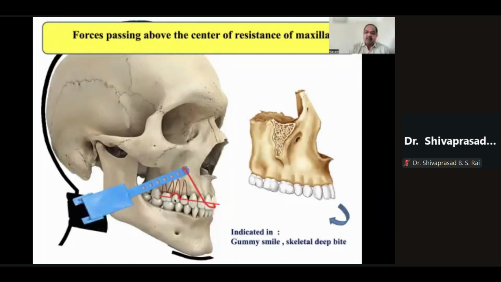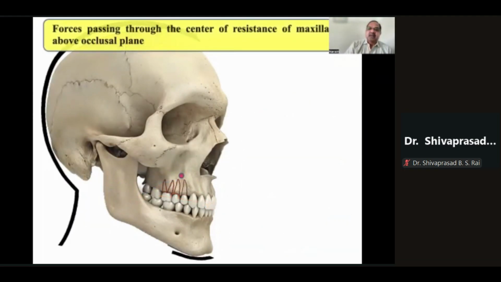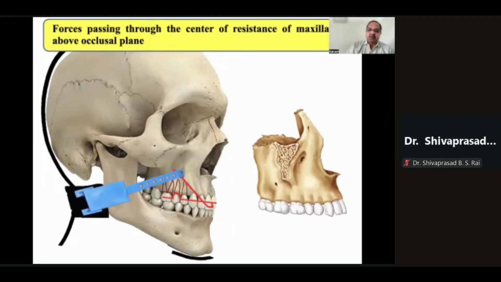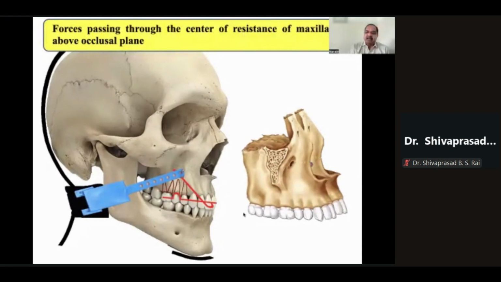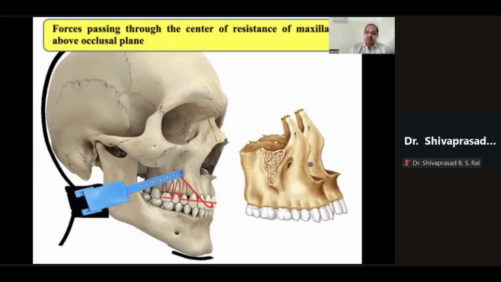It will bring about extrusion of the posteriors and intrusion of the anteriors. Now let us pass the forces above the occlusal plane in a cervical pull headgear. I'm sorry, through the center of resistance. So whenever you pass the force through the center of resistance, then there will be a bodily type of movement, and the entire maxilla with the teeth will move.